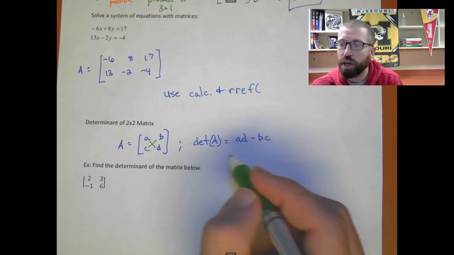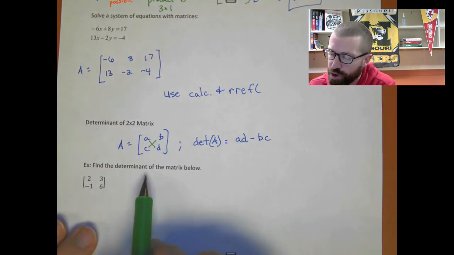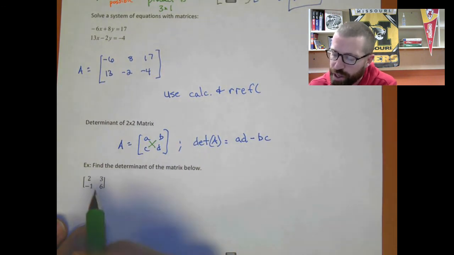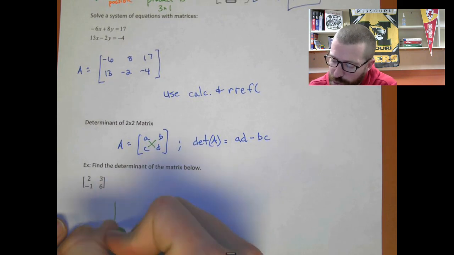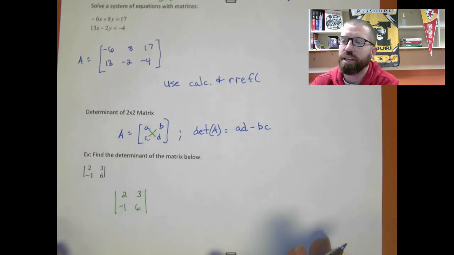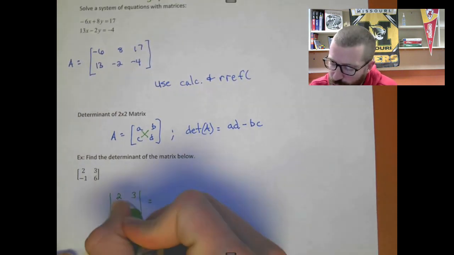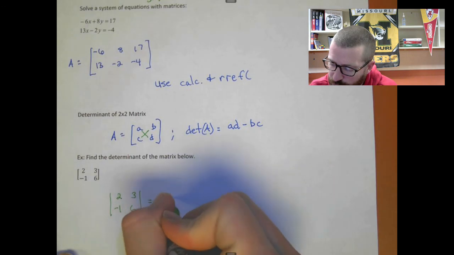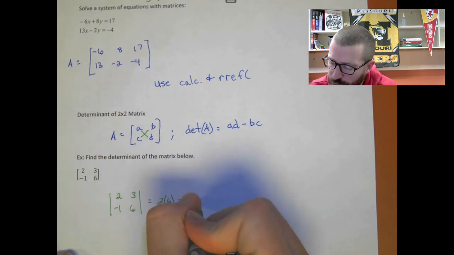The other way you will see this represented. So if I say find the determinant of the matrix below, I could say DET like we did up here. Or if you just have straight bars, that look like absolute value bars, that is the symbol for determinant. So that means to do 2 times 6 and then minus 3 times -1.